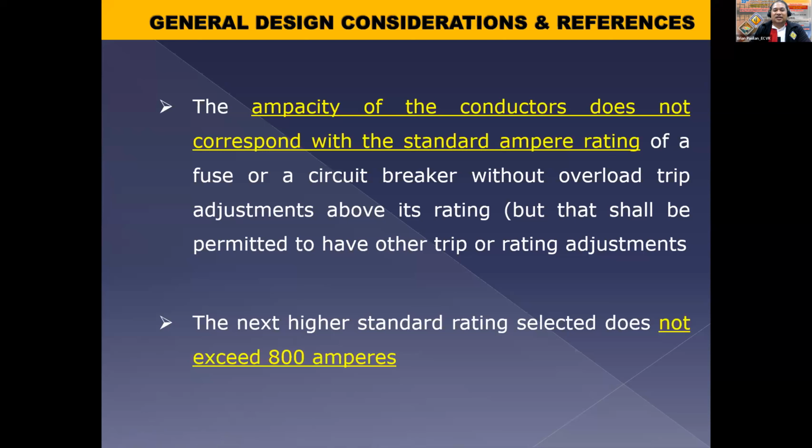Maintain the conductor size, then select a circuit breaker that has an adjustable trip unit so you can adjust the overload trip to match the ampacity of the conductor. That is what this means. Okay? And the next condition, only up to 800 amperes can you use the next higher standard rating. For circuits beyond 800 amperes, if you don't have an adjustable trip unit, you must match the conductor.